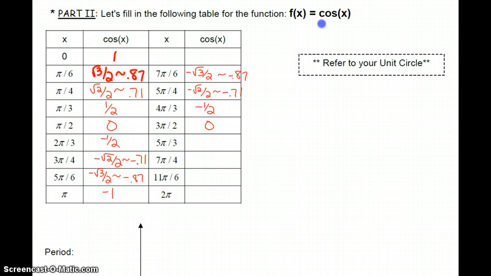The cosine of 5 pi over 3 is 1/2. The cosine of 7 pi over 4 is root 2 over 2, approximately 0.71. And the cosine of 11 pi over 6, root 3 over 2, about 0.87. Last one, cosine of 2 pi is just 1. Let's go ahead and plot those.